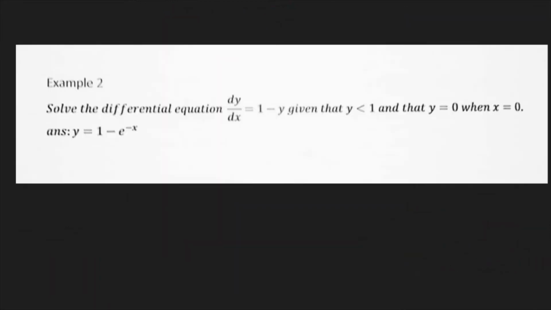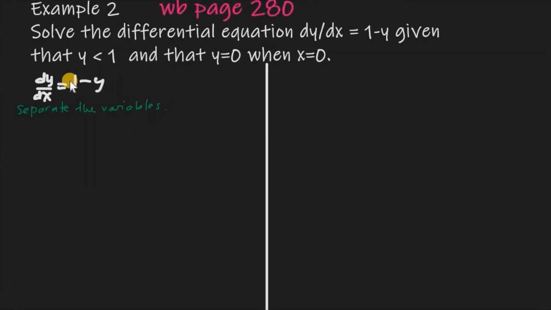Okay, example 2 now. Solve the differential equation dy/dx equals 1 minus y, given that y is less than 1 and that y is 0 when x is 0. Okay, let's do it. So I'm rewriting the question. So that is the differential equation. Let's solve it by separating the variables.